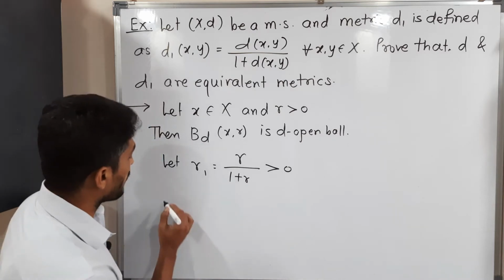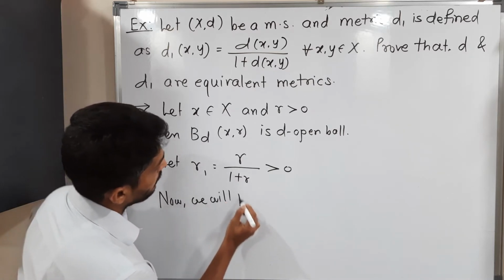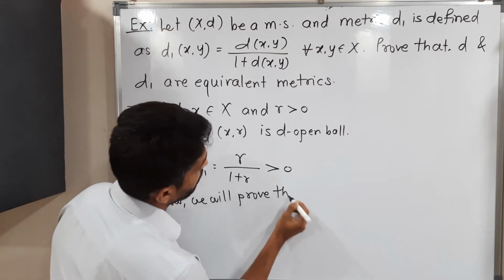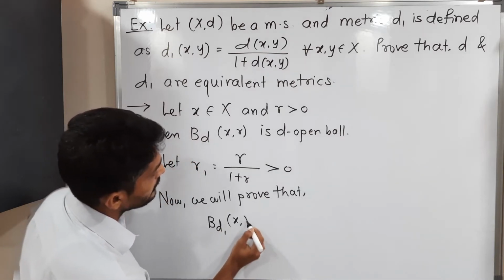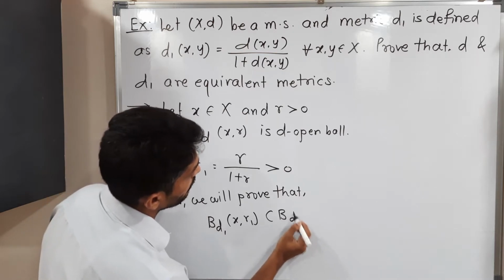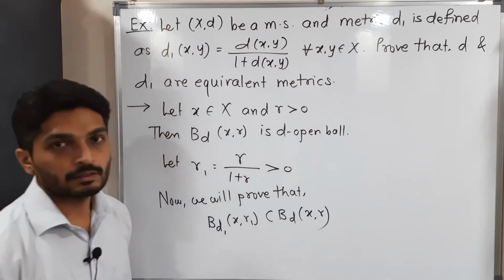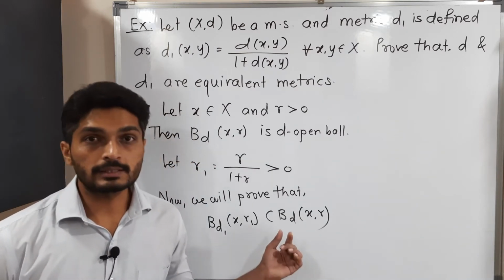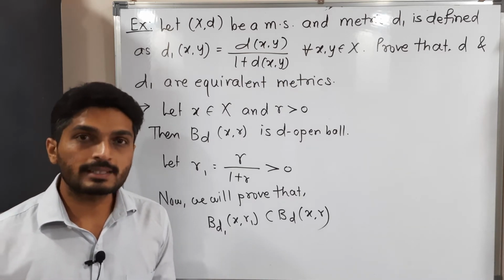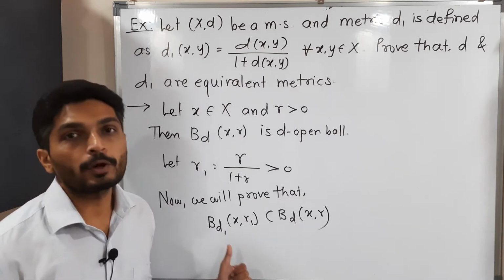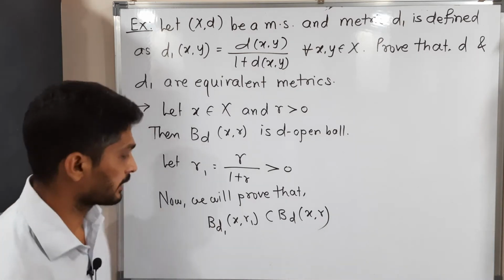So now we will prove that the d1 open ball with center x and radius r1 is a subset of the d open ball with center x and radius r. In this way we prove that this d open ball contains the d1 open ball. How do we prove one set is a subset of another? By selecting one point from this set, I will prove that it is in the second set also. Let us follow this technique.